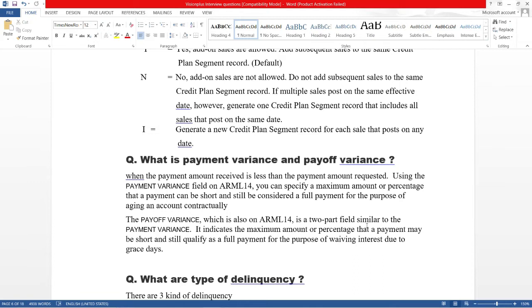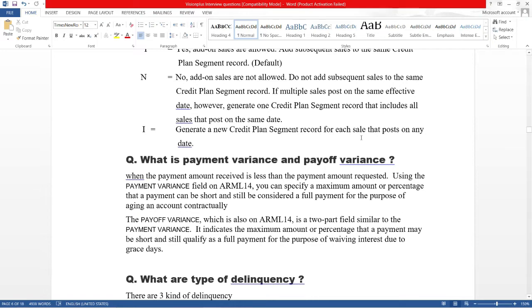It means suppose they have set 5% or $5, and your payment amount is $100 but you have made $95. The system will still consider it a full payment and you will not be delinquent further. The remaining $5 you can pay in the next cycle. The payoff variance, which is also on ARML 14, is a two-part field similar to the payment variance. It indicates the maximum amount or percentage that a payment may be short and still qualify as a full payment for the purpose of waiving interest due to grace days.